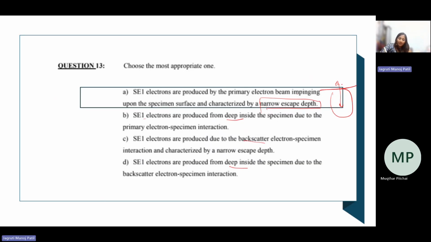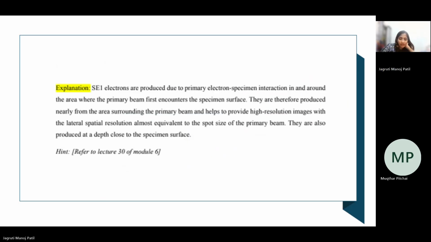So it's being escaped at smaller angles and not traveling that much distance into your specimen, right? So it's just coming from the outermost shells. That is nothing but narrowly it can go out. So the depth it requires to penetrate is lesser. So yes, it escapes faster. Okay.